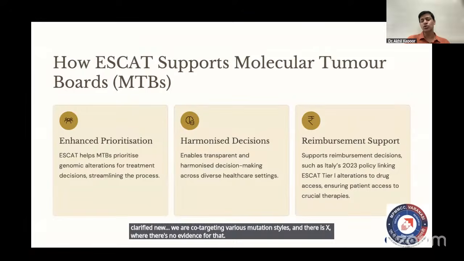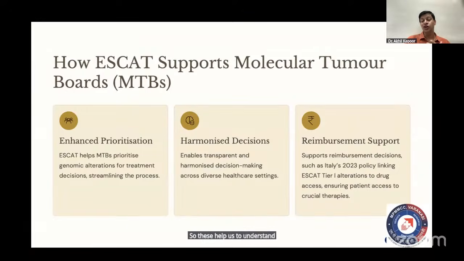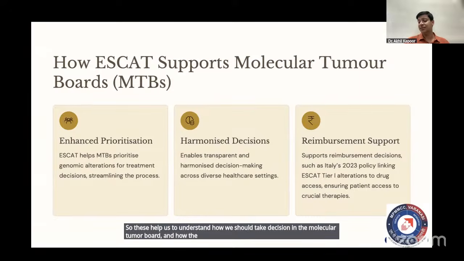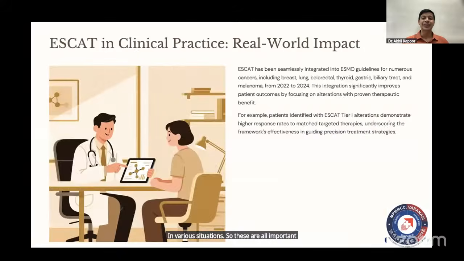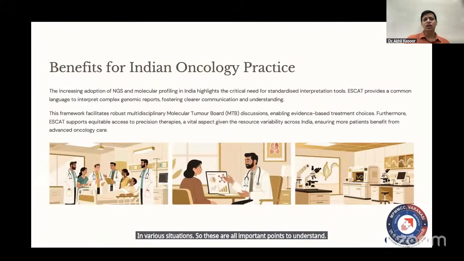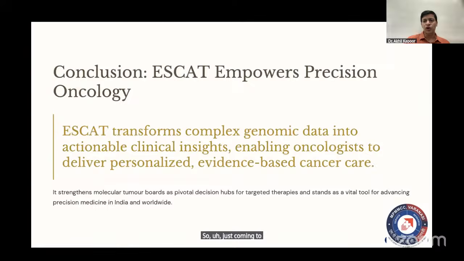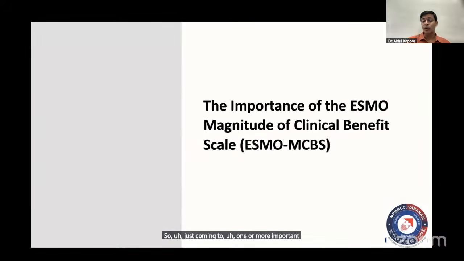So these help us to understand how we should take decision in the molecular tumor board and how the drug should be reimbursed in various situations. So these are all important points to understand. So just coming to one or more important points about ESMO magnitude of clinical benefit score.